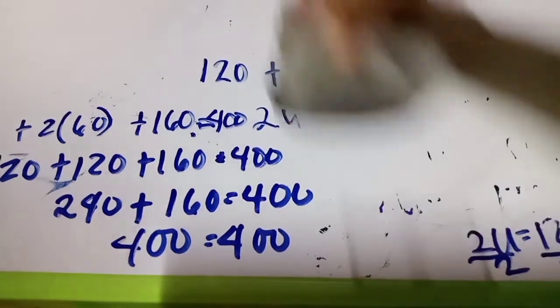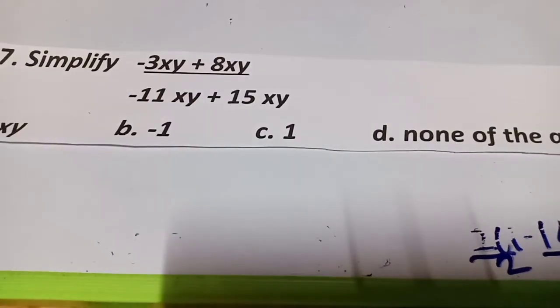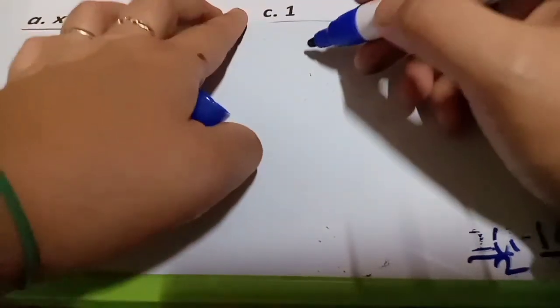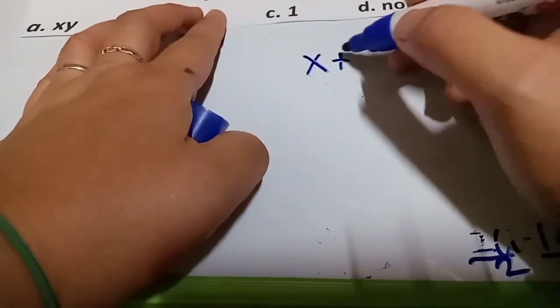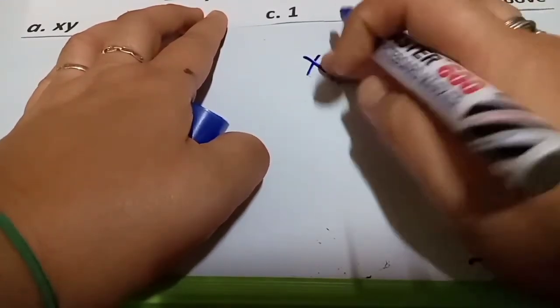So let's proceed to number 7. Simplify negative 3x plus 8xy, negative 11xy plus 15xy. So again, we have this one. We know the factor for this is x and y, right? xy.